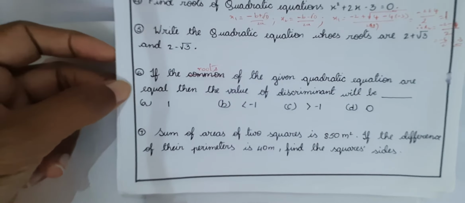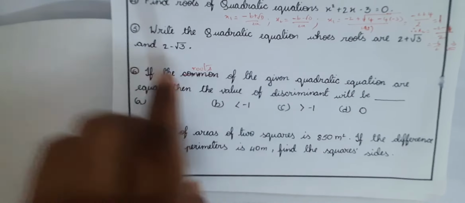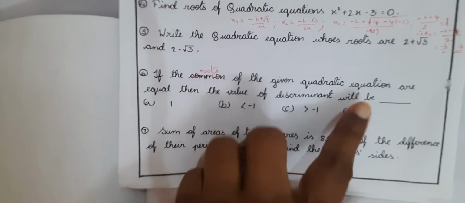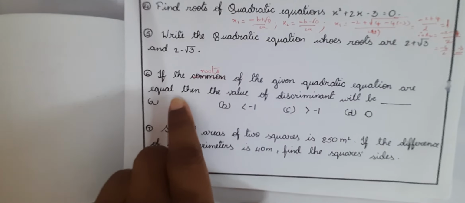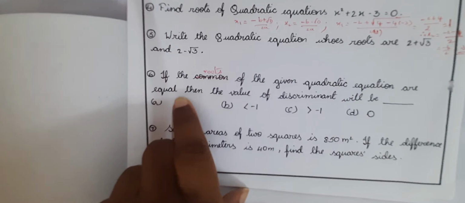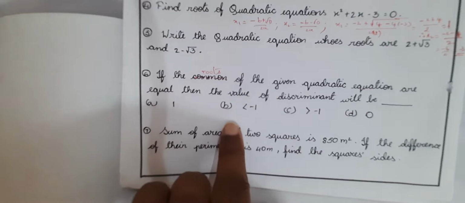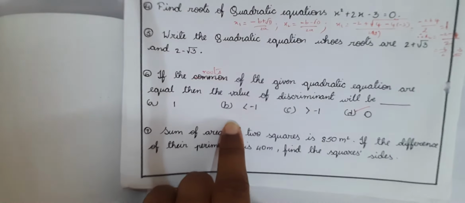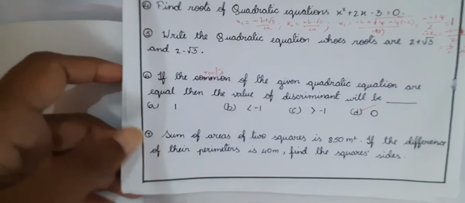So now the next one, that is the sixth one. If the roots of the given quadratic equation are equal, that means x1 is equal to x2, or unique root, that is possible only when discriminant is 0. So then the value of the discriminant will be 0. Right?